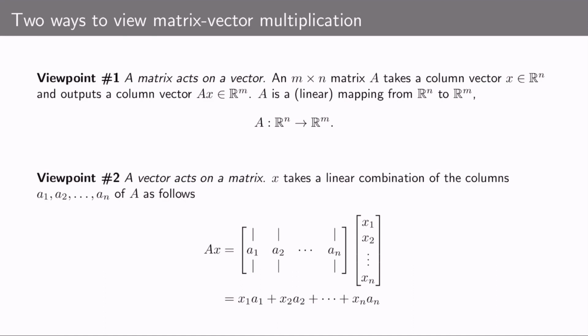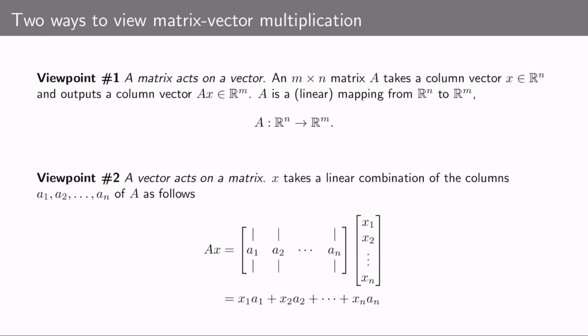And so I could think of a matrix as something which takes a column vector x in Rn, and it maps it to, or it outputs, a column vector Ax, which is in Rm. And in particular, A is a linear mapping, a function that takes vectors in Rn to vectors in Rm. Okay, now viewpoint number 2 is flipped around.